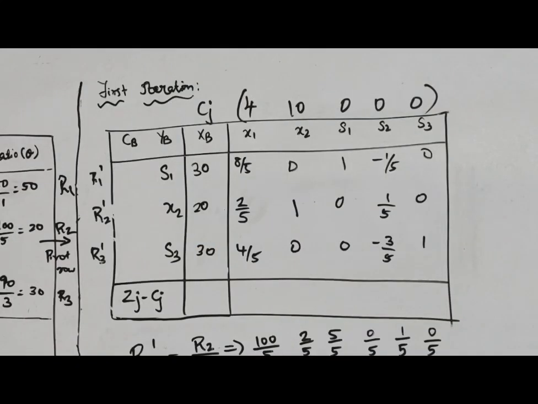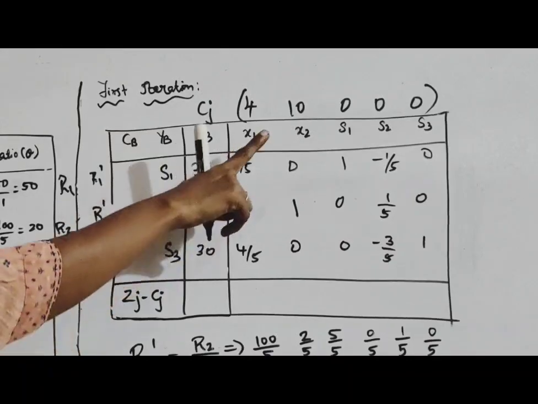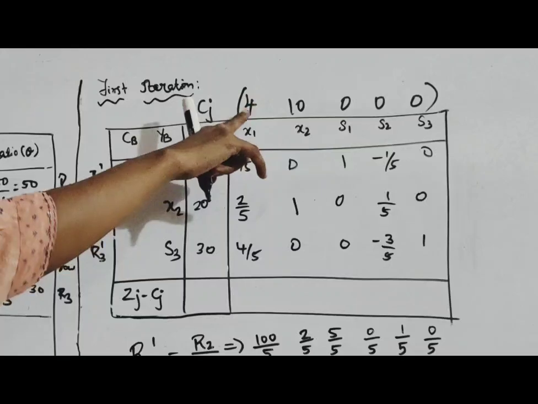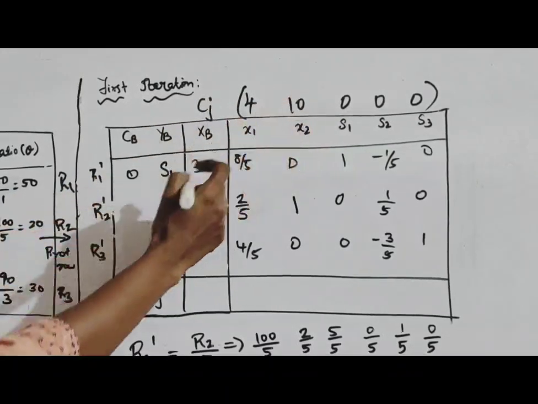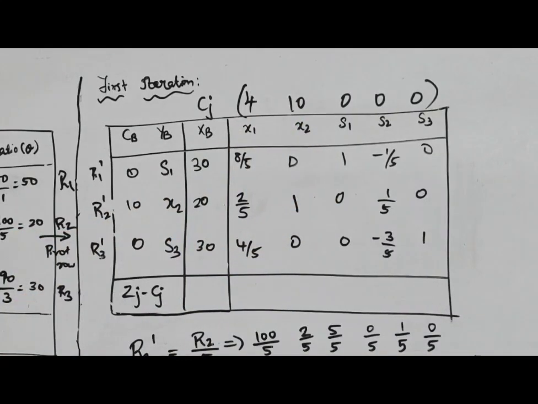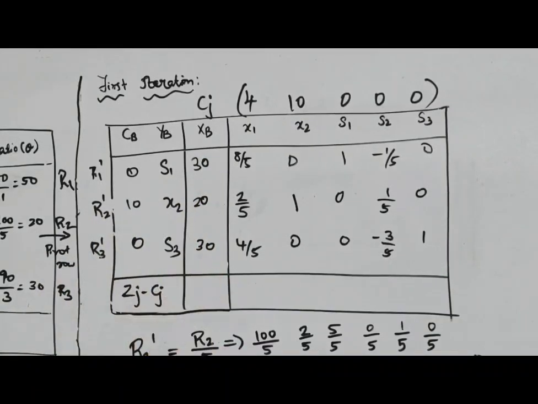Okay. Now, you have to write the cost values. What is the cost of S1? There is no change in that cost. That is, you have to write this from the objective function, right? That is 0. What is the cost of X2? 10. What is the cost of S3? 0. Now, we have to find the Zj minus Cj value. Okay. Zj minus Cj means 0 into 30 plus 10 into 20 plus 0 into 30. What is the value? 10 into 20? 200.